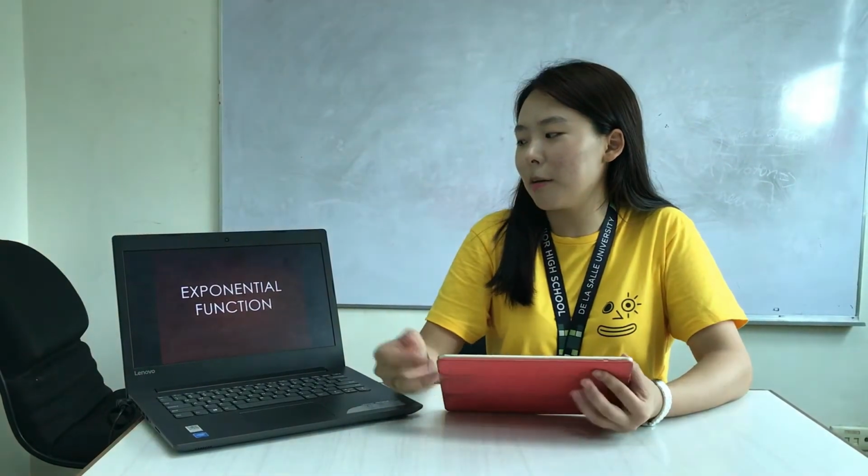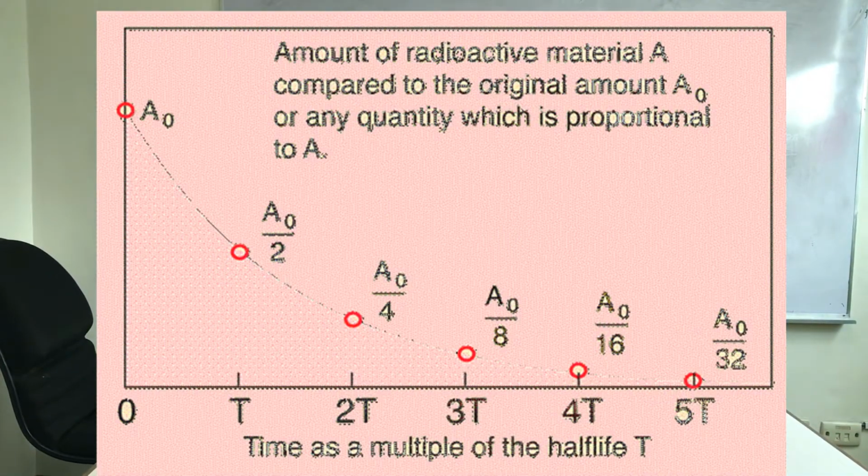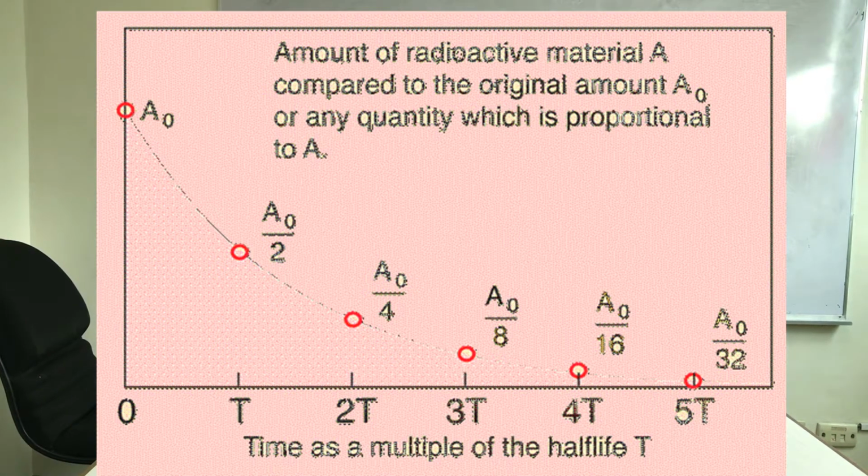So today I'm going to explain about the exponential function which our group used, the half-life. So the formula of the half-life is A equals A0 times 1/2 raised to t over h. So when we move on to the quantities, A here means the final amount of the decay substance, A0 is the initial amount of decay substance, t is time, and h stands for half-life.